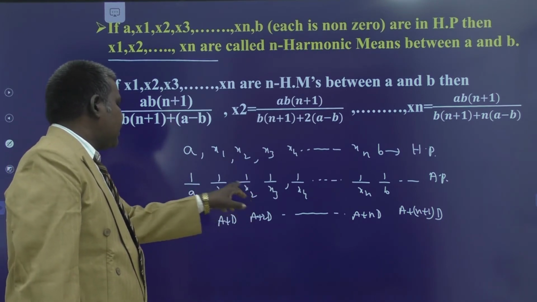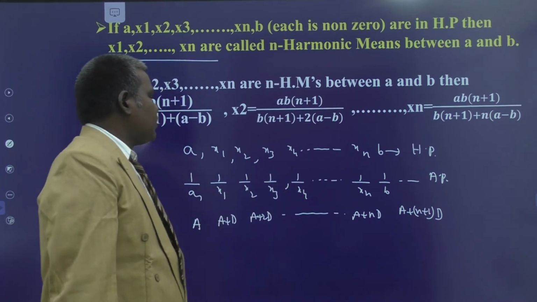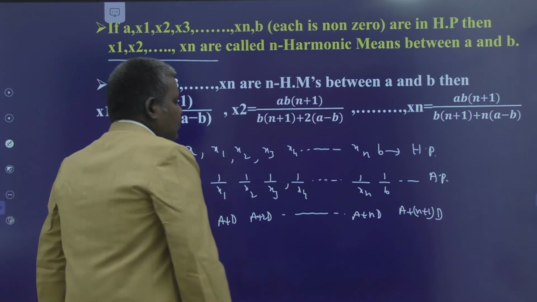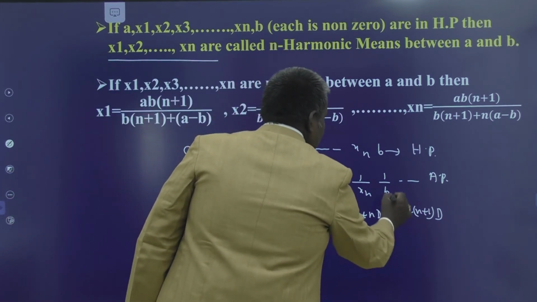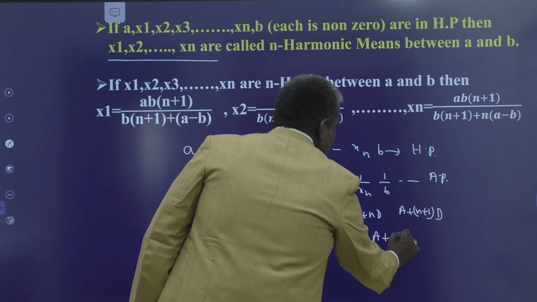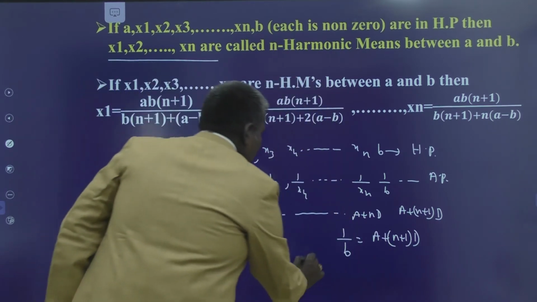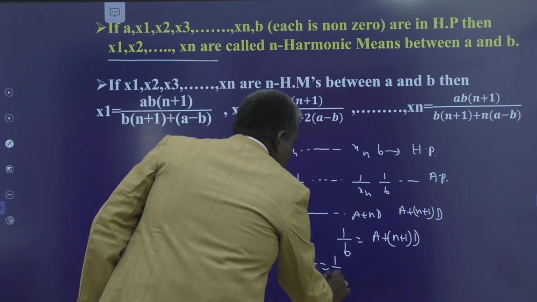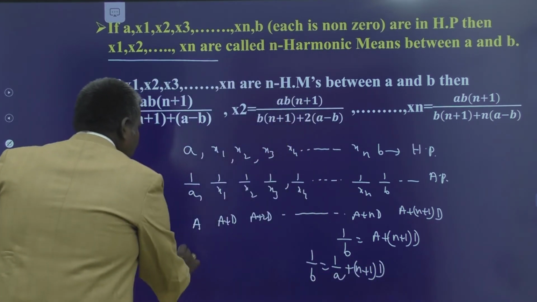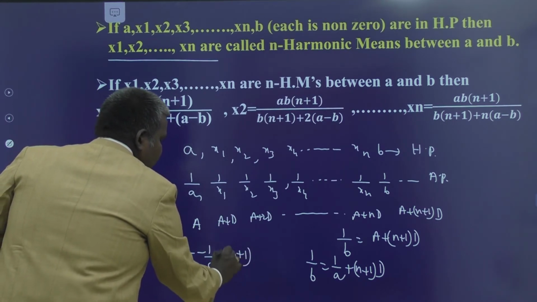D is nothing but 1/x1 minus 1/x2, or 1/x3 minus 1/x2, whichever may be taken. A plus d, A plus 2d and so on up to A plus (n plus 1) times d. Now my dears, what is 1/b? 1/b is equal to A plus (n plus 1) times d. What is capital A? 1/a. So 1/b is equal to 1/a plus (n plus 1) times d. Therefore 1/b minus 1/a is equal to (n plus 1) times d.